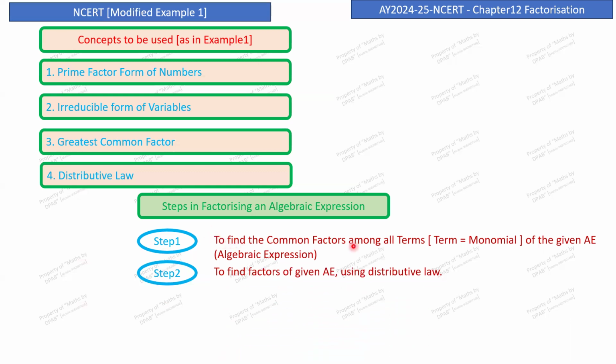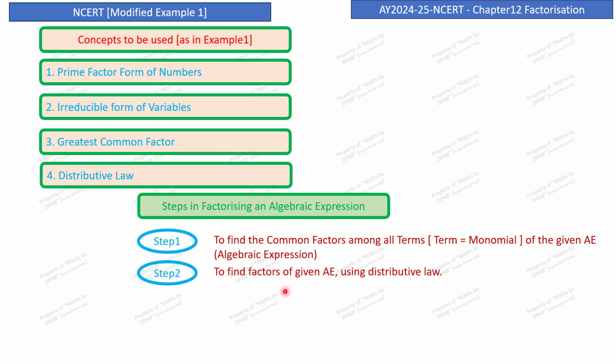So step one is, term-wise, we are just going to find out the common factor. And then the greatest common factor is also involved in step one, which you will know when you go into detail. Step two is to find the factors of the entire algebraic expression, whether it is a monomial, binomial or trinomial. So in example one, the original algebraic expression was given as a binomial, and for that binomial algebraic expression we found the factor.